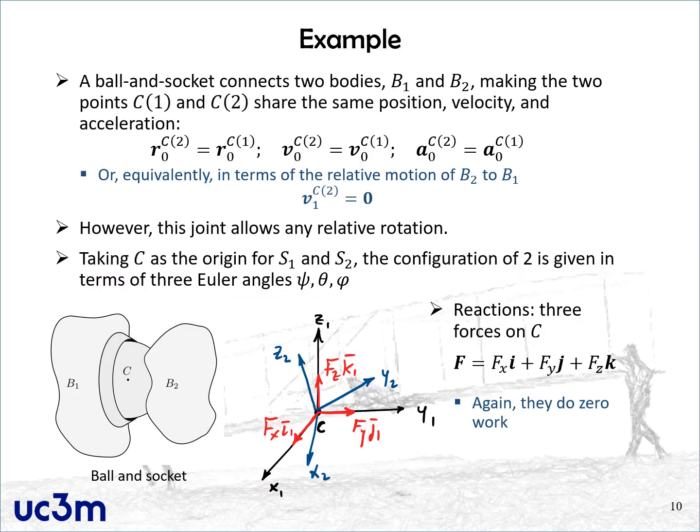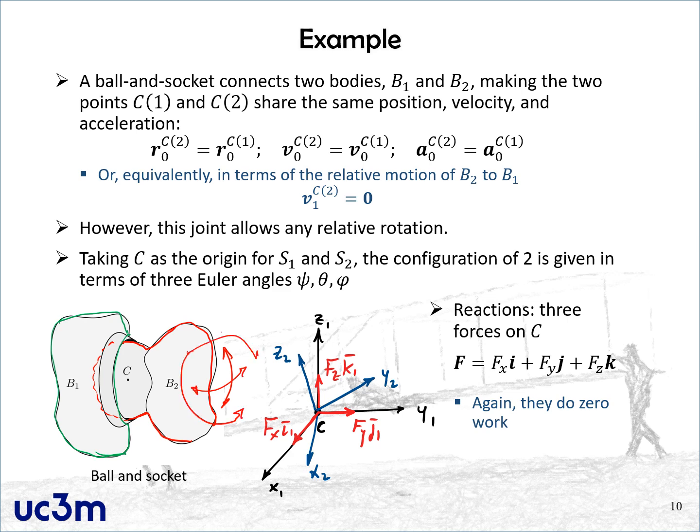In this other example, what we have are 2 bodies, B1 and B2, that are connected by a ball and socket. You can visualize this as a body B2 that ends in this ball here, and a body B1 that has this hole on it, this socket where the ball is introduced, so that any rotation is allowed. This can rotate like this or like that, or even like this.